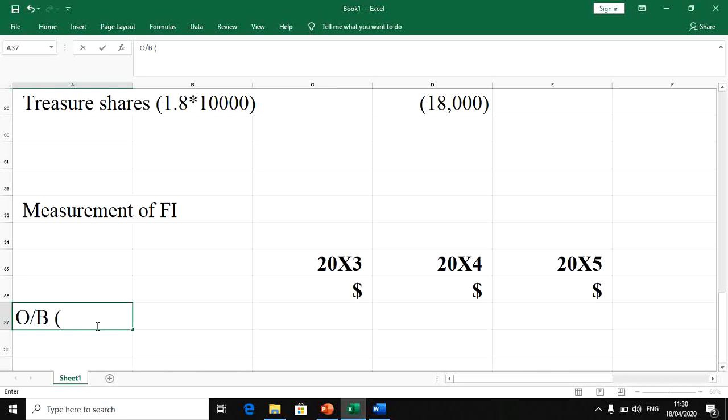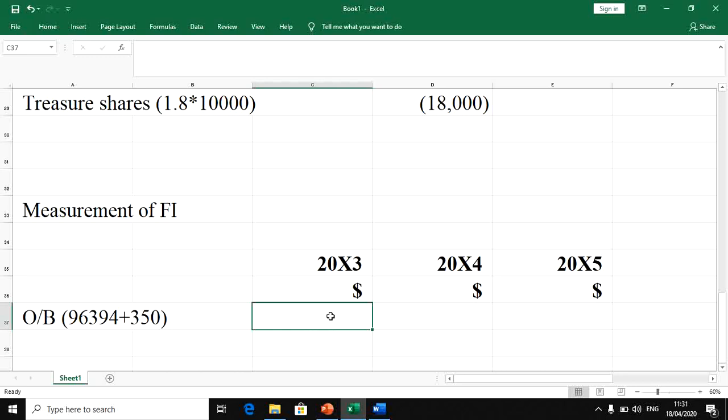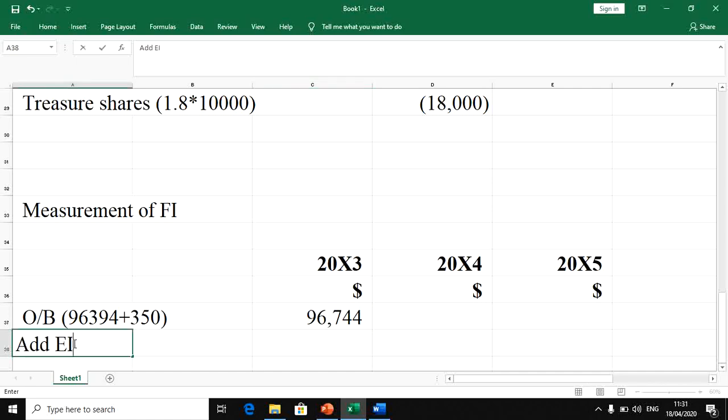For the first year, of course, as the question has given us guidance, we are dealing with 96,394 plus the issue costs of 350. If I may add that, what do I have? 96,394 plus 350. You add effective interest, which will be based on, if I remember well, 5.2. So how am I doing this? Saying 96,744 multiplied by 5.2%. I think you can do this.